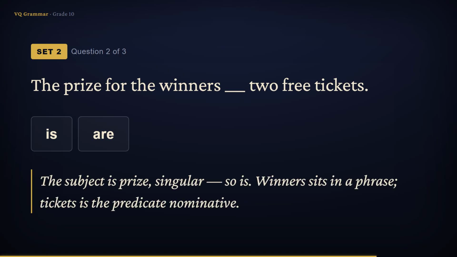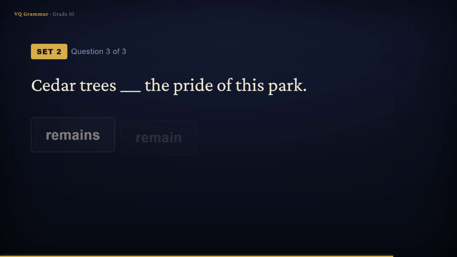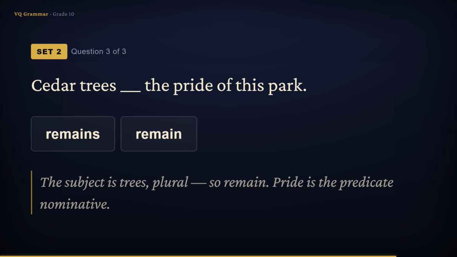2 plural nouns are grabbing for the verb here, winners and tickets. But winners is buried inside the prepositional phrase for the winners, and tickets comes after the verb. The subject is prize, and prize is singular. So we write, the prize for the winners is 2 free tickets. Cedar trees, blank, the pride of this park.